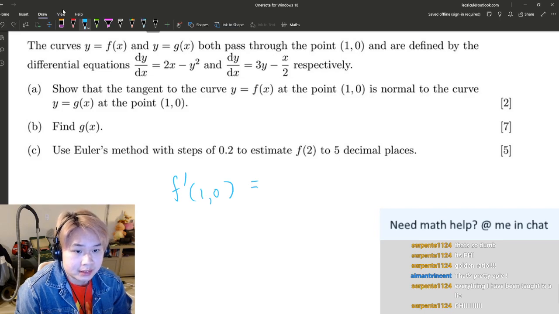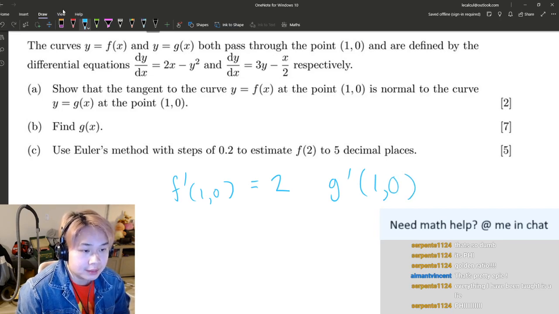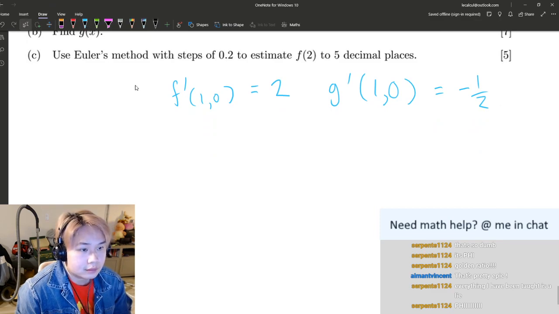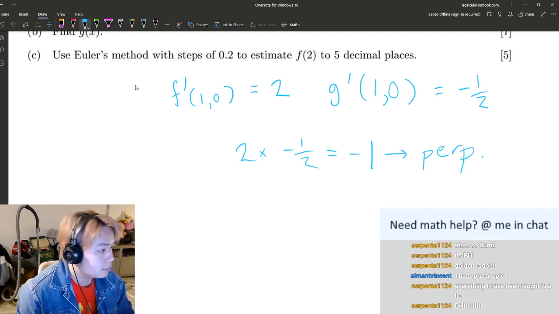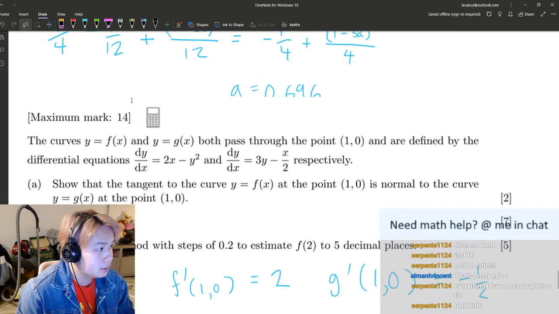Okay, so let's see. This is going to be 2. And then this one is going to be -1/2. So obviously 2 times -1/2 is -1. So this means that they are perpendicular. Easy peasy.